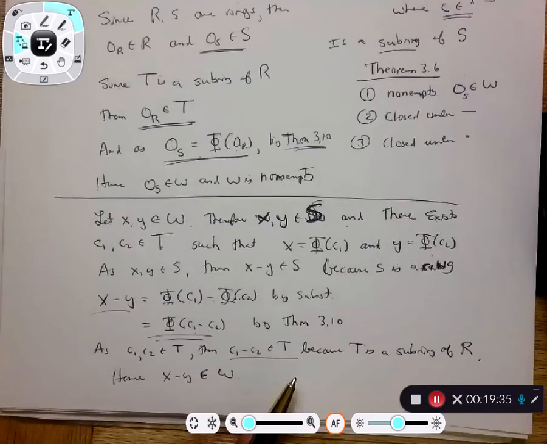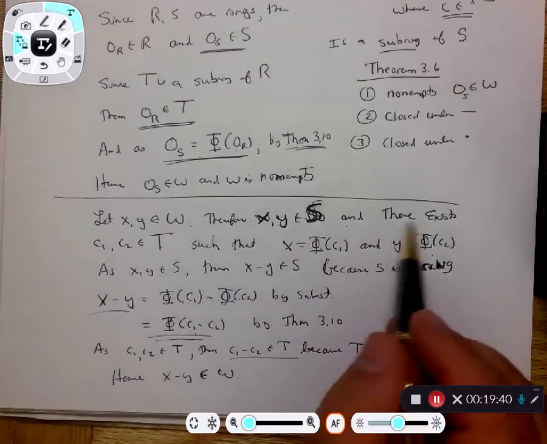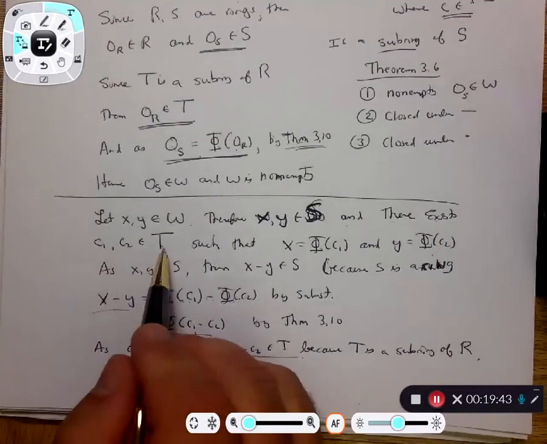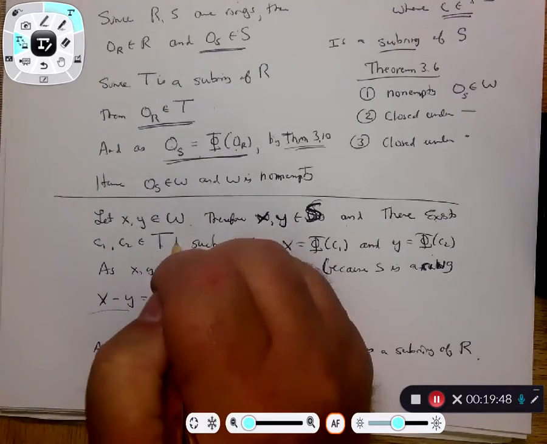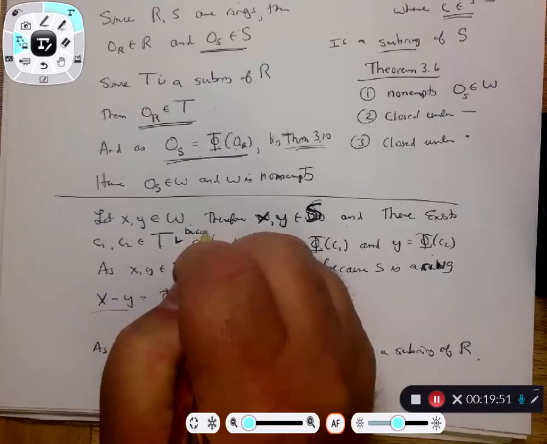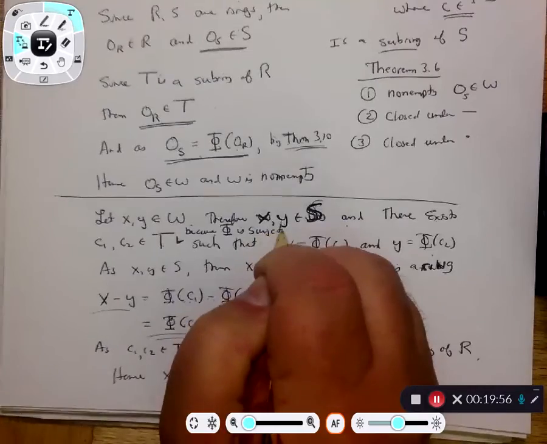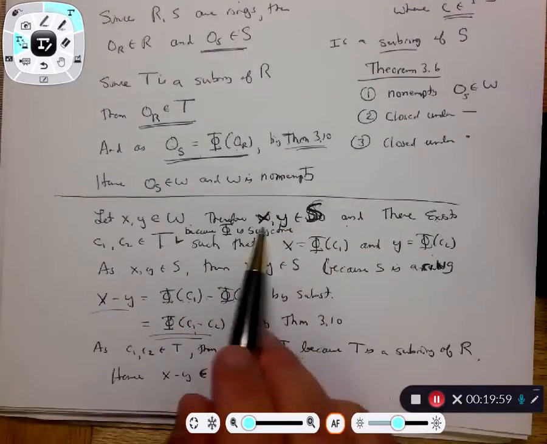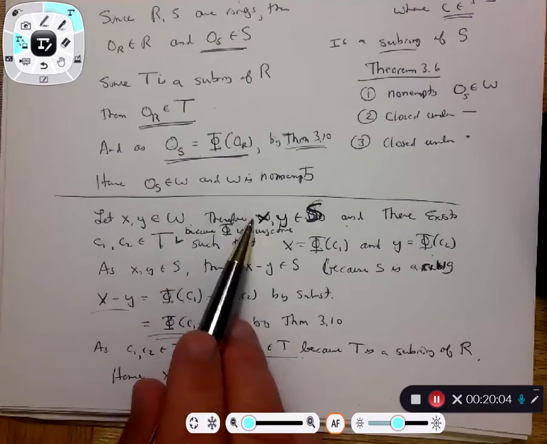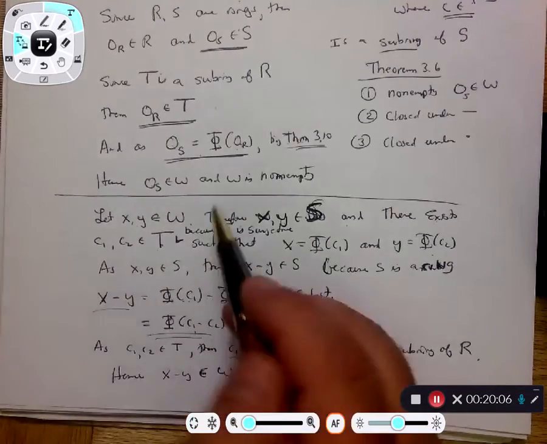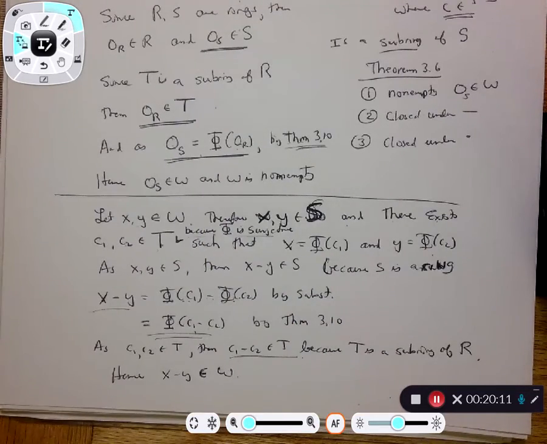But when I come over here and let x and y be elements of W, therefore x, y are elements of S, and there exist C1 and C2 in T. Why do there exist C1 and C2 in T? It is because phi is surjective. Surjective map means that I can pick anybody over here in the S world, and somebody had to map to them. And in this case, the way it's defined, some guy is going to be inside of T. But it's because phi is surjective that I'm guaranteed that the C1 and C2 are actually going to exist.